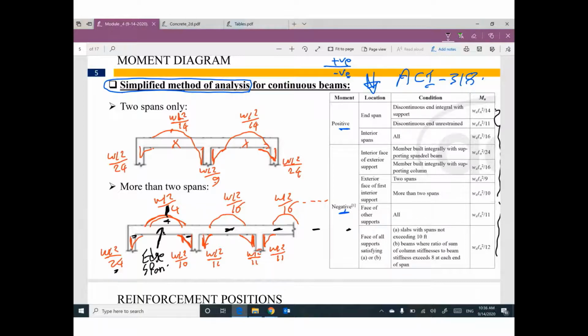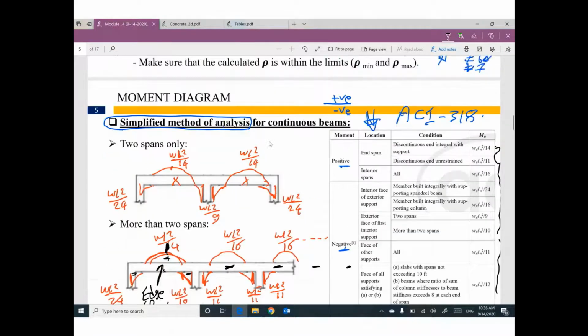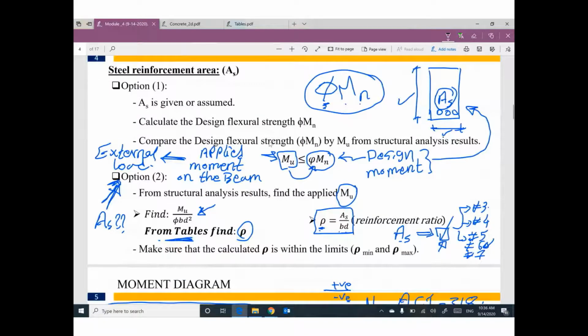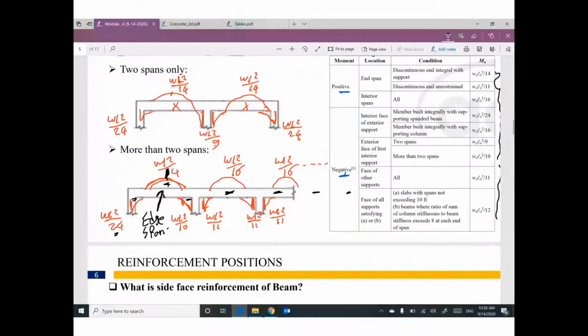Guys, remember, sometimes we need to figure out the value of moment to figure out the value of steel area. So sometimes the first step is to figure out what is the applied moment. We don't need to go back to structure analysis. We don't need to go back to RISA. So ACI gives you a few hints. It can give you the value of moment if you have a two span beam or more than two spans.